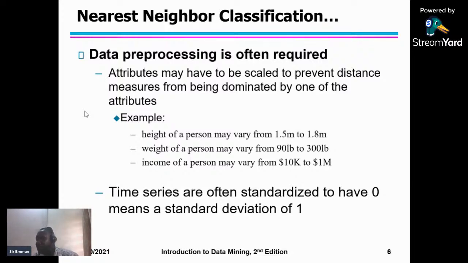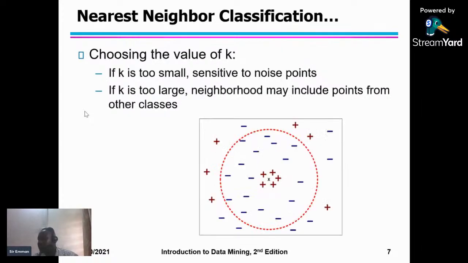Time series are often standardized to have zero mean and a standard deviation of what? One. So, choosing the K value: if your K is too small, sensitivity to noise becomes imminent. And when it's too large, the neighborhood may include points from other classes.